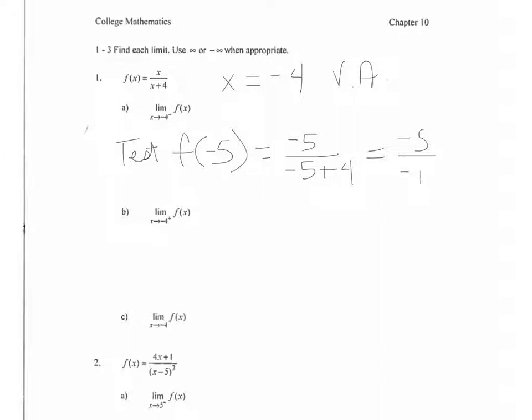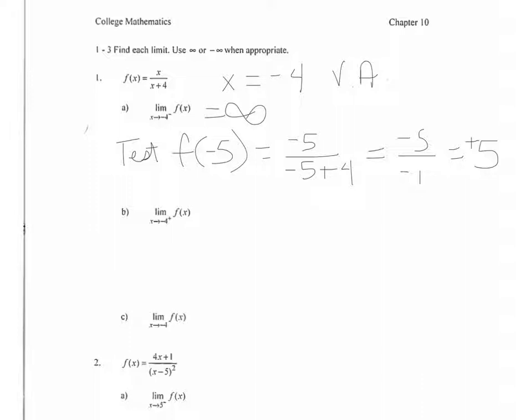A -1. And a negative divided by a negative is a positive. Now, the number that I have here doesn't make any difference to me. But what I know is it's a +5. Does that give me an idea of whether I'm moving toward positive infinity or negative infinity? It should. Which way am I going? Exactly. So it is going to be approaching positive infinity.